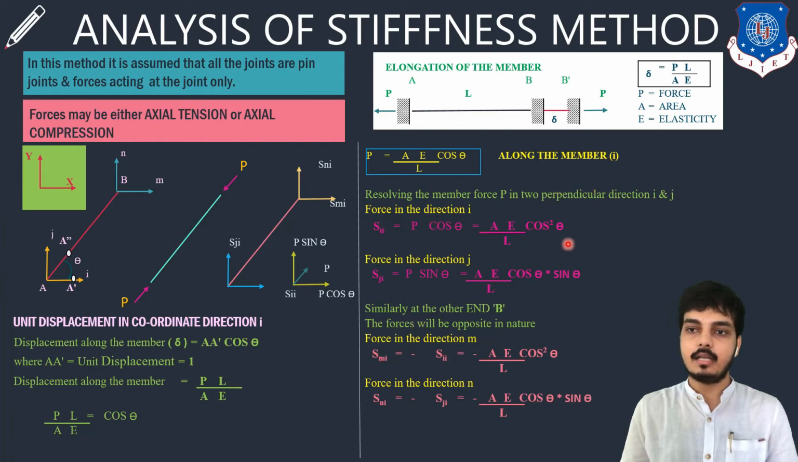And what is my S double I? It is A upon L cos square theta. So minus A upon L cos square theta. And SNI is the negative of SJI, meaning opposite of SJI, which is nothing but negative A upon L cos theta into sin theta. So we have found out both the joints' respective S components, which are SII, SJI, SMI and SNI. This will be helpful in solving our stiffness S matrix.